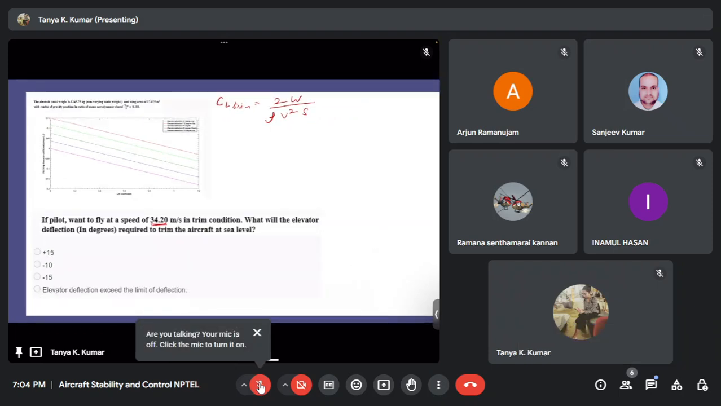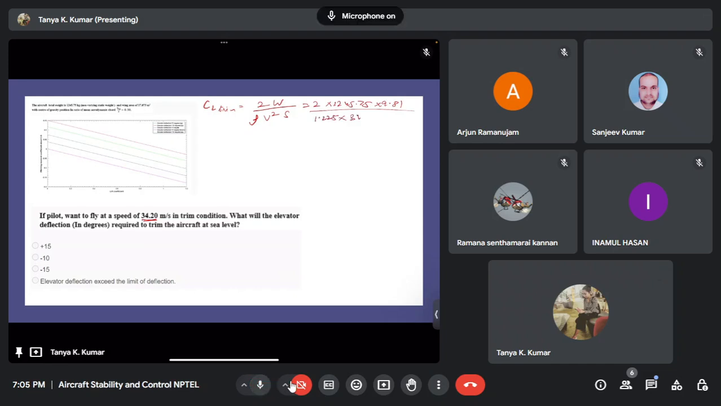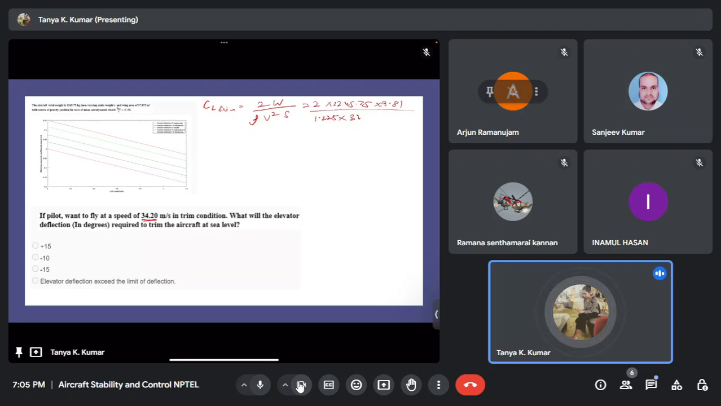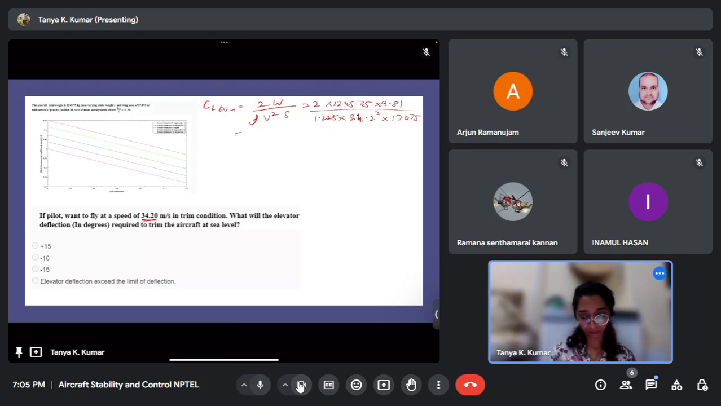CL trim is found the same way, right? So you just have to do 2 into 1245.75 into 9.81 by 1.225. Your velocity is 34.2 squared, S is 17.075. I'm getting a value of around 0.999. And then you need to find delta E required.